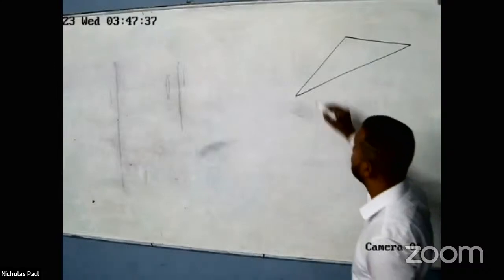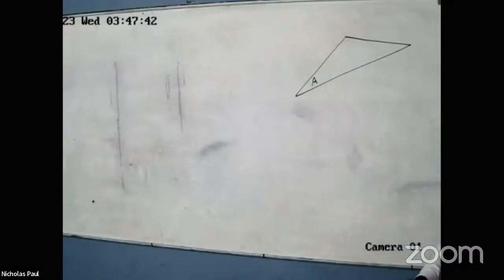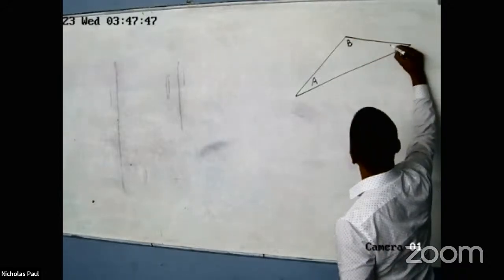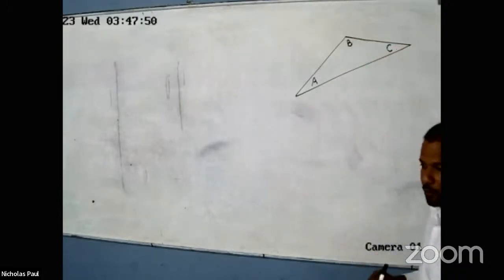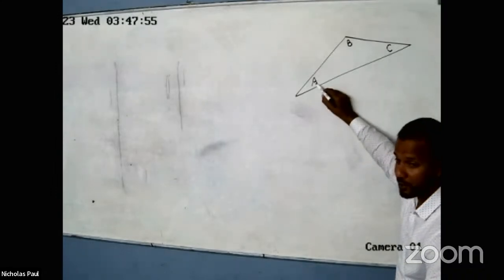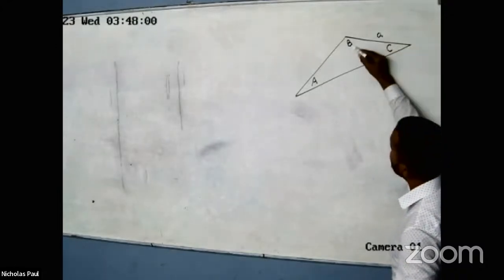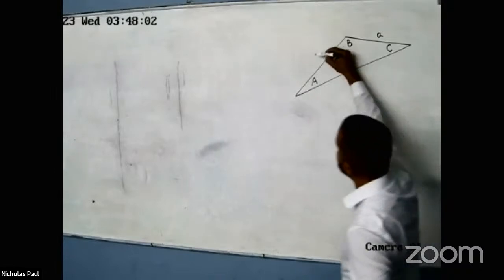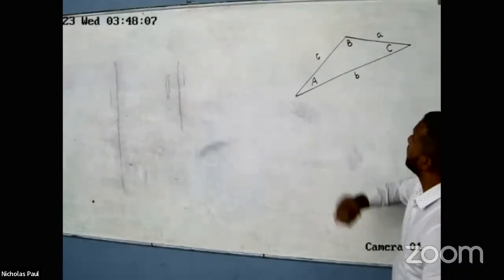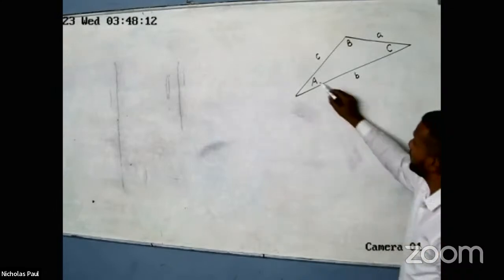Whenever you're writing angles, angles are capital letters. So here's capital A, here's capital B, here's capital C. Opposite the angle is the length. So opposite A is the length a, opposite B is b, opposite C is c, in lowercase. So that's the way you label it up.